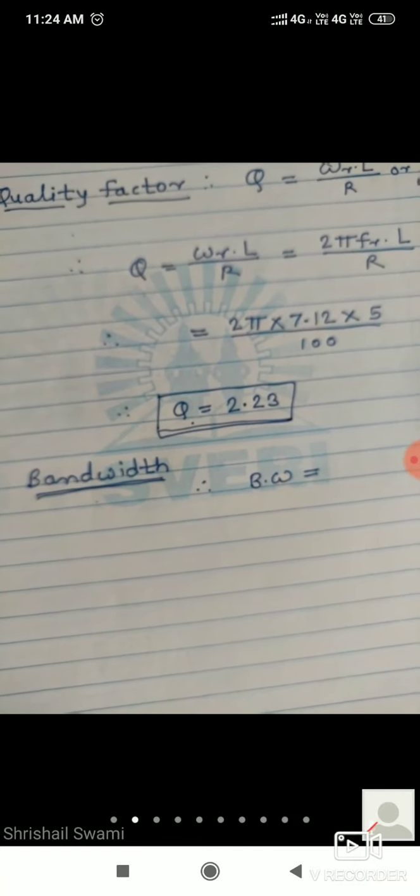One by one we will increase the difficulty level. So third one, that is the bandwidth. What is the formula for bandwidth? You know the quality factor, you know the resonant frequency. What is the expression for bandwidth now? R divided by 2πL, okay, that is also good, that also you can use. Or bandwidth is equal to resonant frequency divided by quality factor.